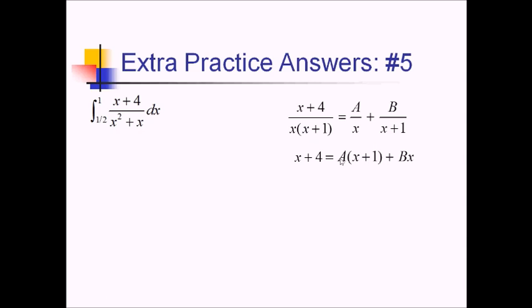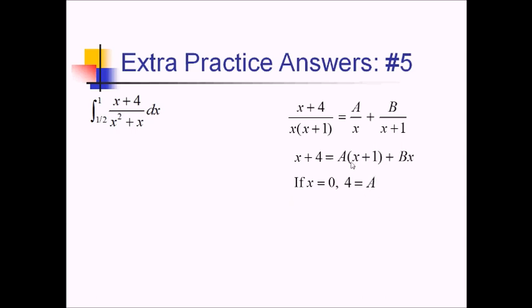To get a, I'm going to pick an x value that gets rid of b. If I plug 0 in for x, that's going to do the job. So I'm going to have just 4 on the left side of this equation equals, well, this is just a times 0 plus 1, so just a. So we find actually right away that 4 equals a. Cool. Let's go on and find the b value now.